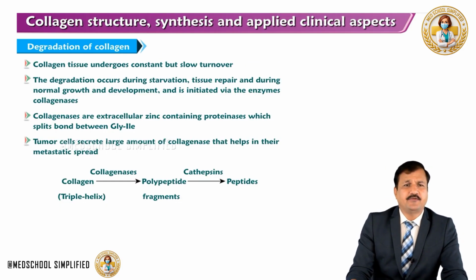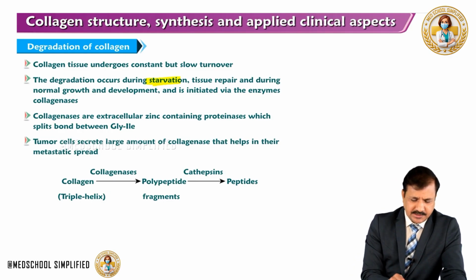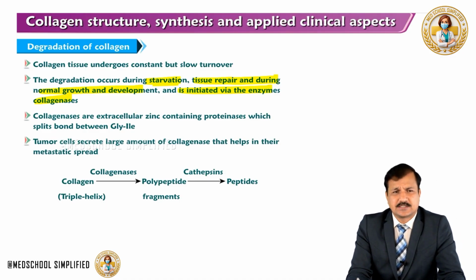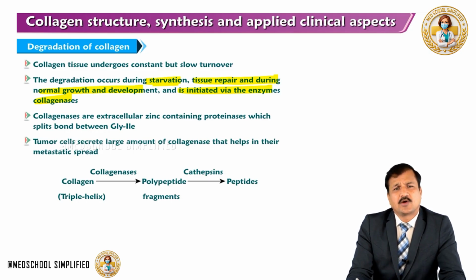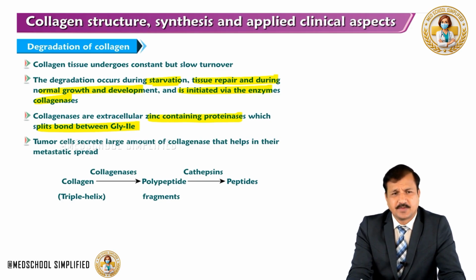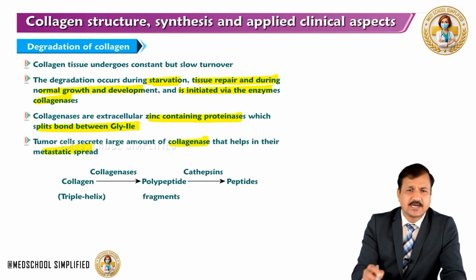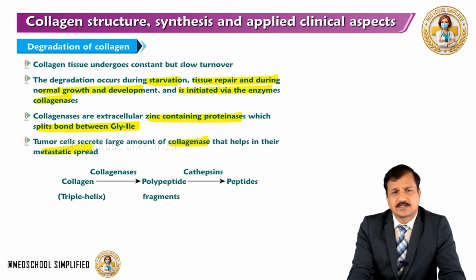Now let's move on to see briefly the degradation of the collagen molecule. Collagen tissue undergoes constant but slow turnover. The degradation occurs during starvation, tissue repair, and during normal growth and development, and this is initiated by enzymes called collagenases. Collagenases are the enzymes that degrade a collagen molecule, although it is a slow process. Collagenases are extracellular zinc-containing proteinases which split a bond between glycine and isoleucine. And tumor cells secrete large amounts of collagenases that help them in metastatic spread. Remember that clinical application there.